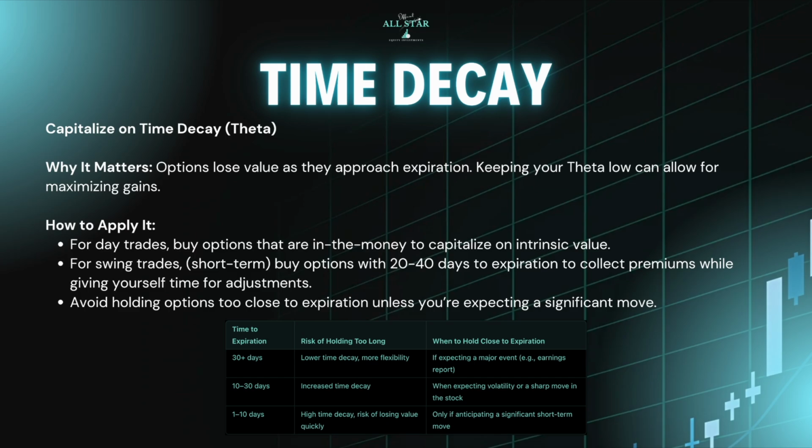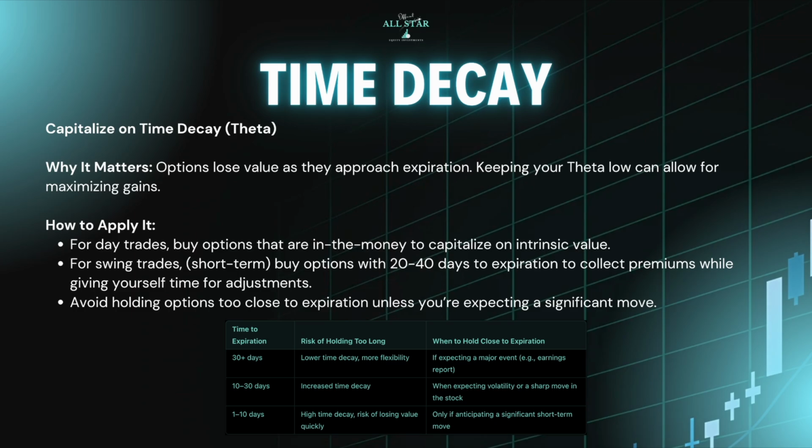And honestly, this just helps capture cleaner moves without your contract losing value as quickly. Now, in reference to short-term swing trades, you may want to consider options with 20 to 40 days to expiration if you're comfortable with that time frame. And this just gives your trade enough time to play out while still allowing you to capitalize on price swings. It also provides flexibility to adjust or exit without getting squeezed by Theta.